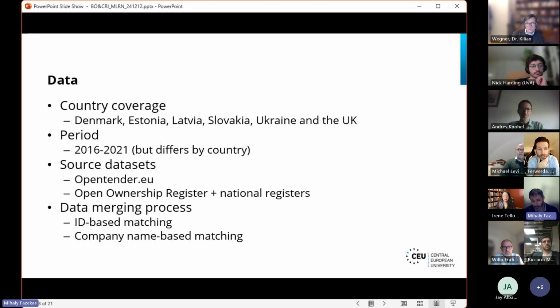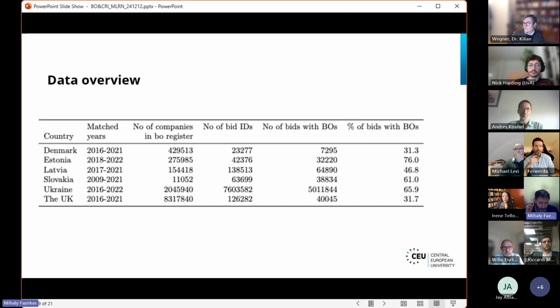The matching was not perfect. We used company IDs whenever that was possible. When not, because there are a lot of records without company IDs in the procurement data, we did an approximate matching based on names. So here is the result. You see the country years vary a little bit. The scale of the data varies as a starting point. Naturally, the UK and Ukraine have by far the most data, both on the company and the procurement side, and also on the matched data side.